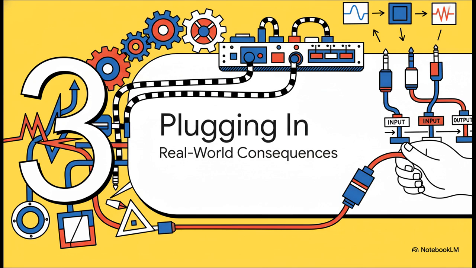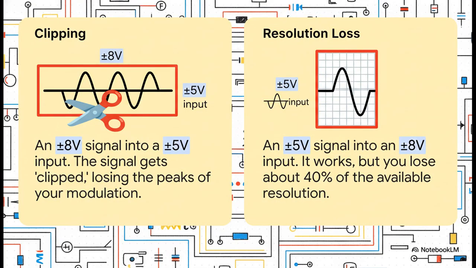What happens when you plug a signal meant for one type into a jack that's built for another? Well, this slide shows it all perfectly. You've got 2 basic mismatch scenarios. If you send a big 8-volt LFO into a type A input that's only built for 5 volts, your signal gets clipped. The hardware literally just chops off the top and bottom of the wave.